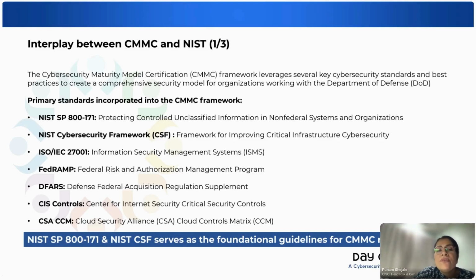Then there is the NIST Cybersecurity Framework, ISO 27001, which is the mother of all our security where we started from. Then FedRAMP, DFARS, which is the Defense Federal Acquisition Regulation Supplement, the CIS controls, that is the Center for Internet Security Critical Security Controls, and the CSA CCM, which is the Cloud Security Alliance Cloud Controls Matrix. So the primary controls are driven from the top 3 or 4 of these standards into the CMMC framework. That's how it becomes very relatable and interlinked.